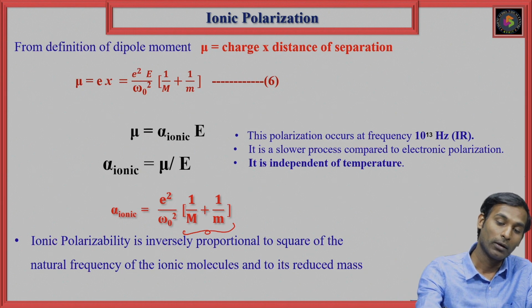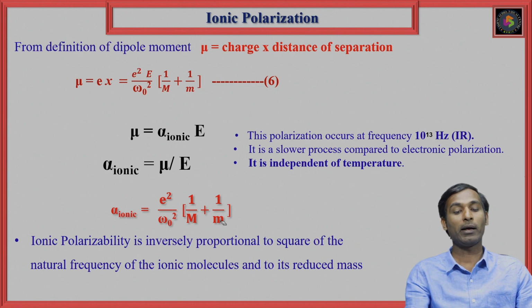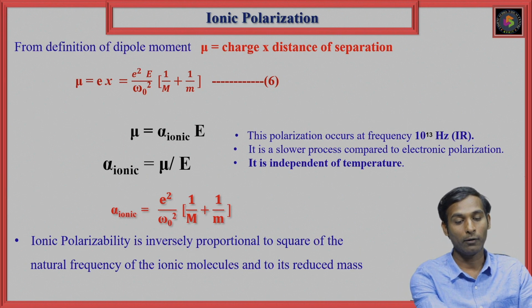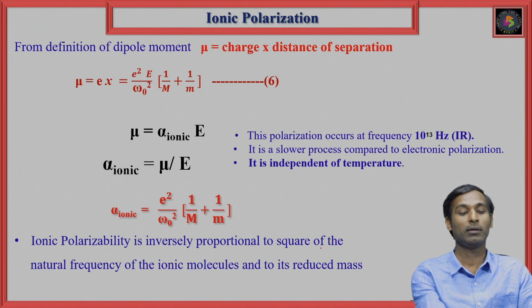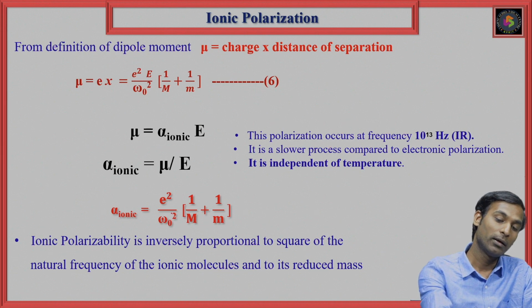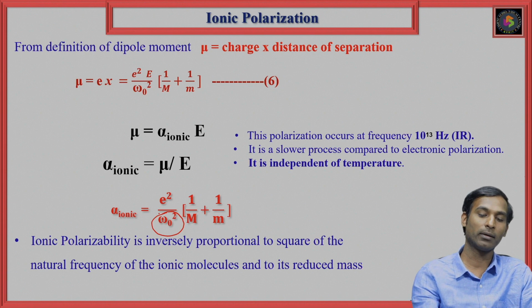Now, according to ionic polarization, the ionic polarizability, that is alpha, is inversely proportional to the square of the natural frequency of the ionic molecule. This is about our natural frequency of the molecule, omega naught square, right?